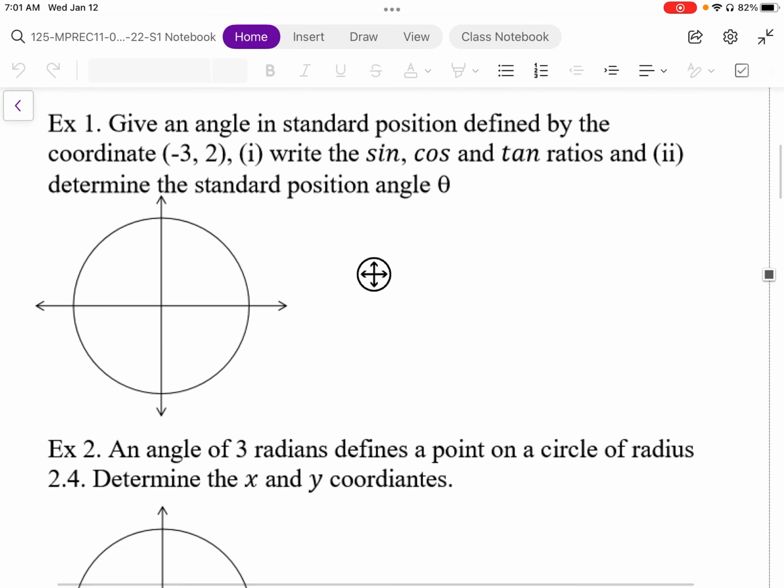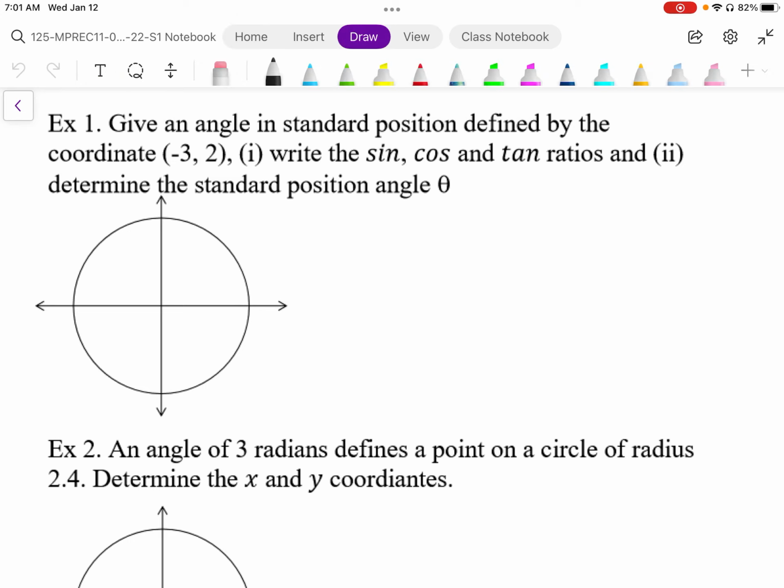So the first example here: we're given an angle in standard position defined by the coordinate (-3, 2). The first thing is I want to locate that position. The position of that coordinate is going to be 3 to the left, 2 up, maybe somewhere around here. It's good to recognize that it is below that 45-degree angle line. So there's my position. It's in quadrant 2. I'm going to draw my terminal arm, and there's my angle theta.